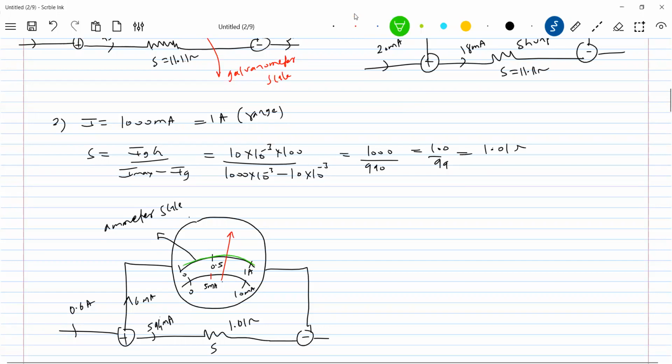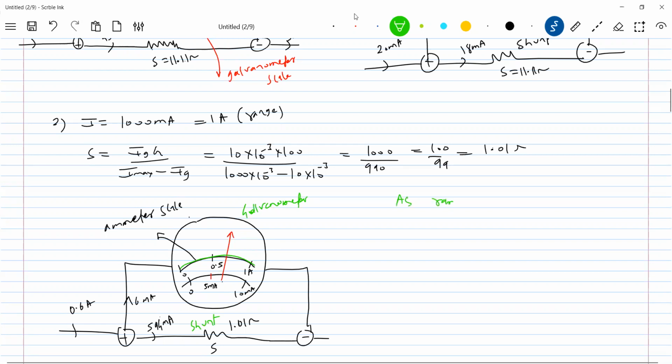That's the mechanism of working. You don't think that it will measure only 1000. Anything from 0 to 1000 milliampere or 0 to 1 ampere, the ammeter will measure. So this was the galvanometer. So what is a galvanometer made up of? Shunt, and what is an ammeter made up of? Shunt and galvanometer.